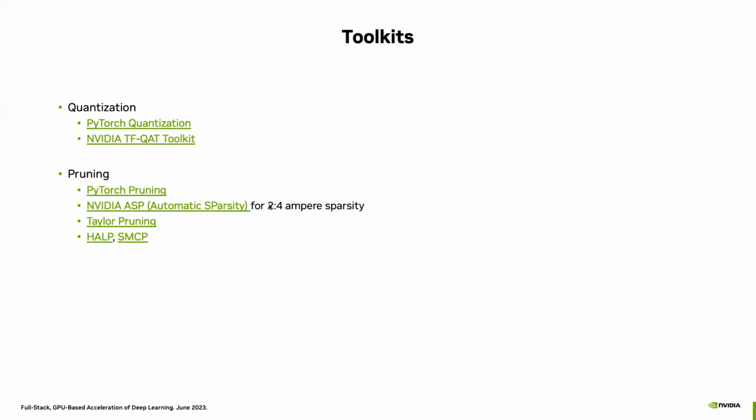For the pruning, PyTorch pruning provides some basic pruning methods and also an interface for you to implement your own algorithm. And NVIDIA ASP codebase provides the solution for the 2:4 N:M sparsity. For the rest of the specific pruning algorithms I mentioned in the tutorial, we provide the link to our codebase for your reference.